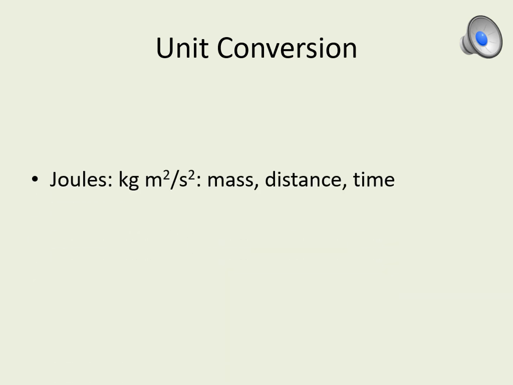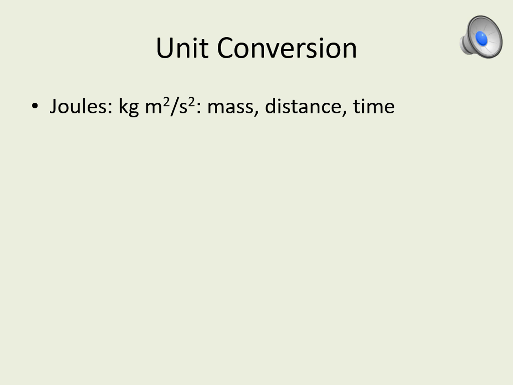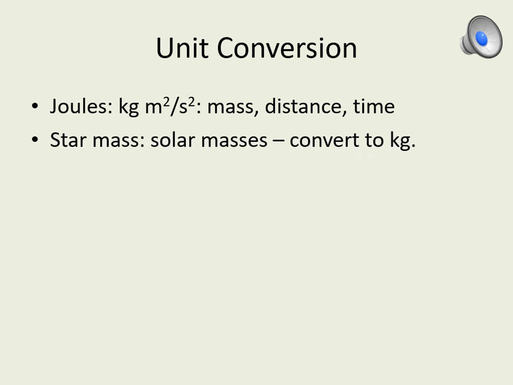The energy in our answer will be given in joules, but remember that a joule is just a kilogram meter squared per second squared. So really, a joule is just a mass, distance, and time unit combined. The masses of the stars are given in solar masses, but we've already seen that joules have a mass unit of kilograms. So we'll need to turn the stars' masses into kilograms to match.